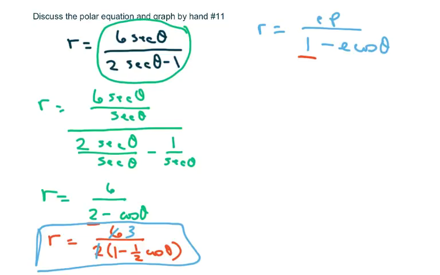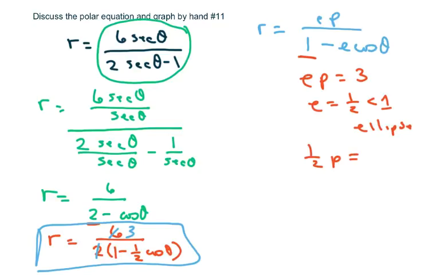Now we can find everything out. My EP equals 3. My E is 1/2, which is less than 1. So this is an ellipse. And I have to find my P. So I have 1/2 times P equals 3. So P clearly is 6, because 1/2 of 6 is 3.